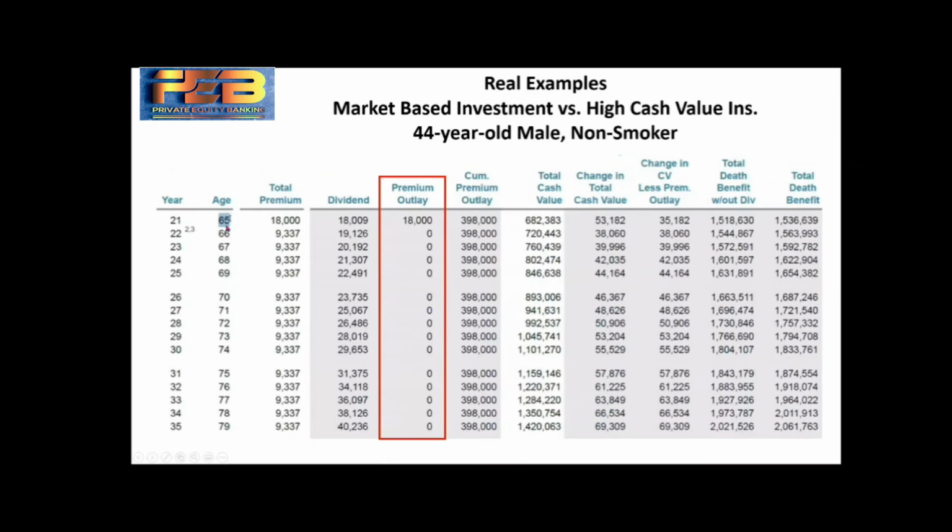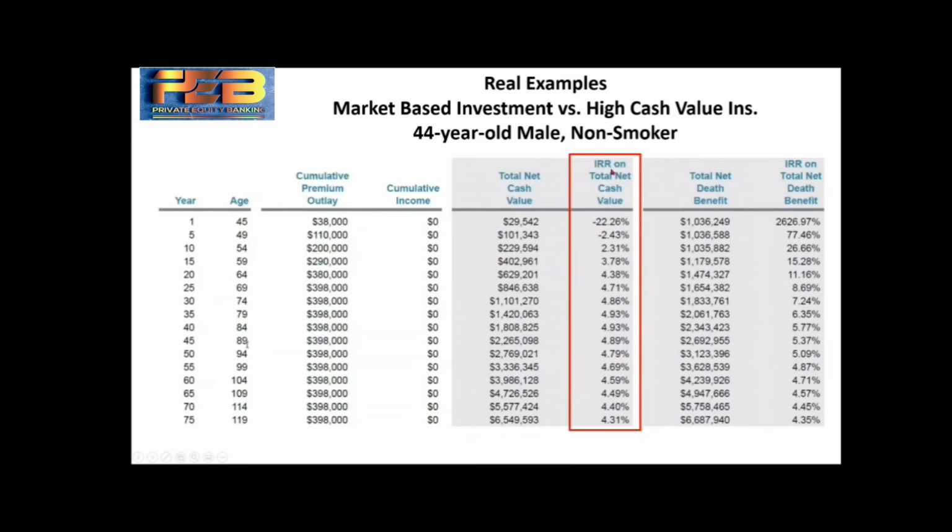Note also that at age 65, this gentleman quits putting in any money. So for 21 years, he puts in money. After that, no more premium outlay. The policy just runs on its own. Also note, this is the actual internal rate of return. This isn't an average. This is the actual. And look what happens during his life.